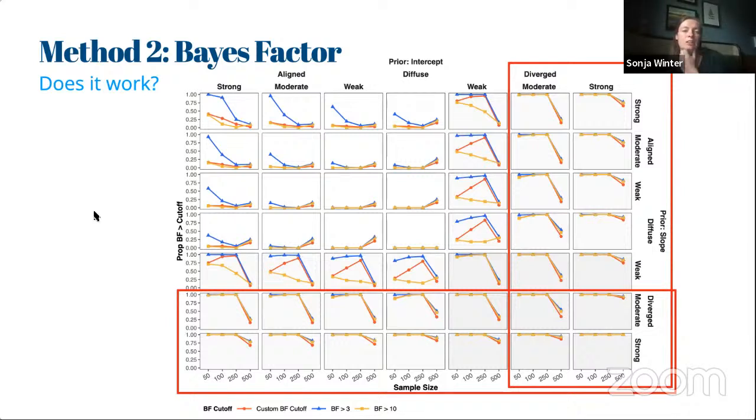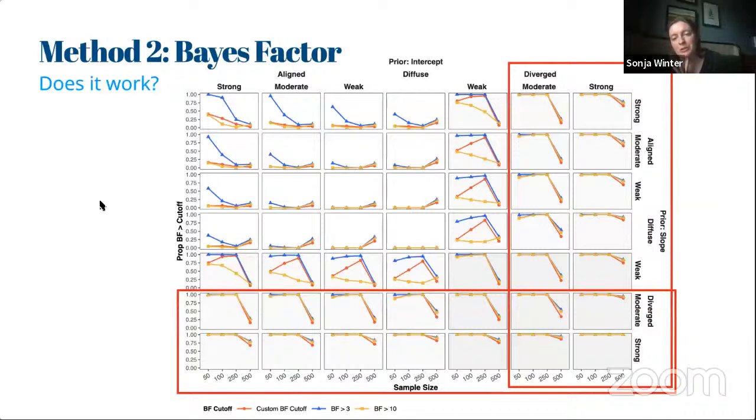In addition, we can see in the top left of this figure that the Bayes factor cutoff of 3, which is the blue line, was also sensitive to detecting prior data disagreement when we were using more informative but aligned priors with smaller sample sizes. Again, this is an indication that the Bayes factor can be used to detect disagreement in information, in addition to disagreement in location.